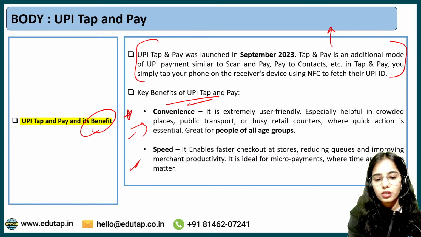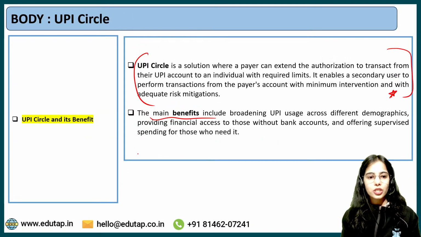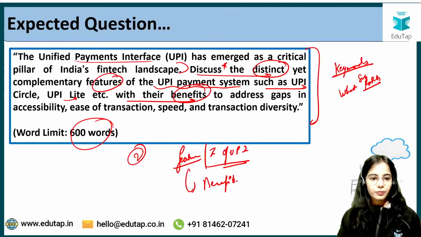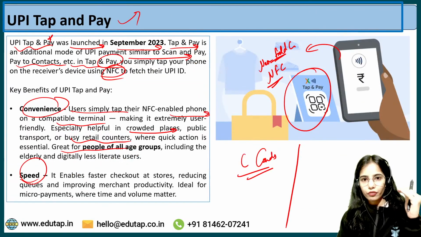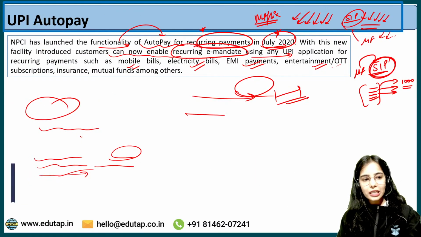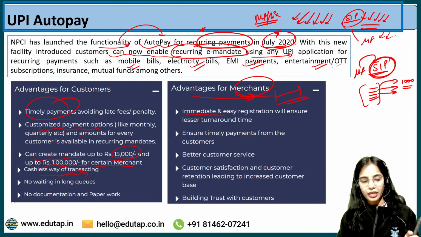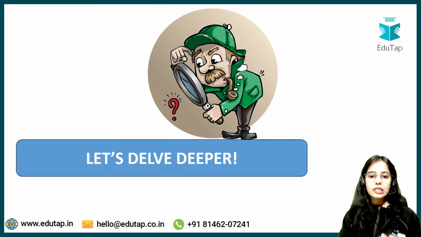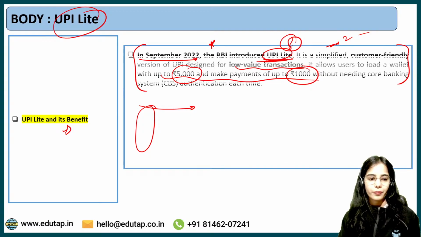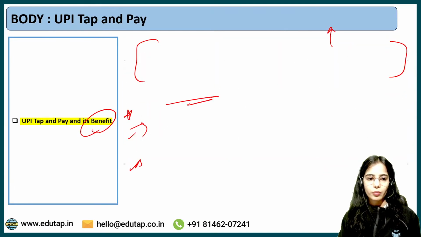So again, I have given you with each and every feature, like here you can see, I have told you the benefits also. With each and every feature I have given you the advantages or benefit, feature and benefit. So using these points you can write your answer. Okay, so this is the answer, this is the body part.